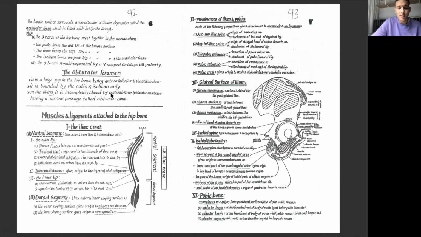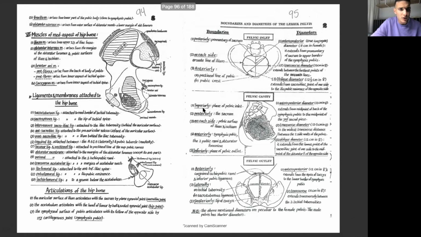Obturator foramen. I said a lot of times what this is. I think that's probably sufficient. Yeah, ligaments. It's a good idea to discuss ligaments. The sacrotuberous ligament attaches to the medial border of the ischial tuberosity, as I said, from the sacrum to the medial border of the ischial tuberosity. The sacrospinous ligament attaches to the tip of the ischial spine, then it goes to the sacrum.